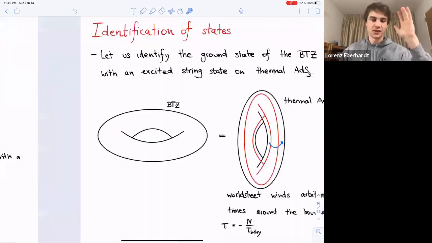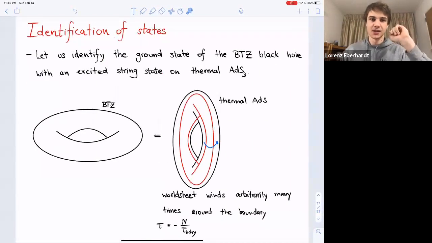Okay, so let's see more explicitly that this is indeed the case. How would you do this? We can, for instance, identify the ground state of the BTZ black hole with some very highly excited string state in thermal AdS. If you take the BTZ black hole and its ground state, that just means you have some not highly excited strings on it. In this tensionless limit they're still winding, but not winding a lot. If this is really true, we should be able to identify this with some very highly excited string state.